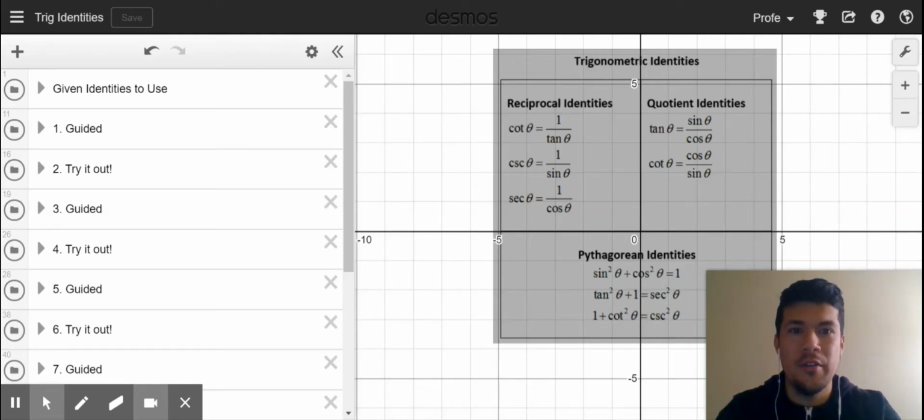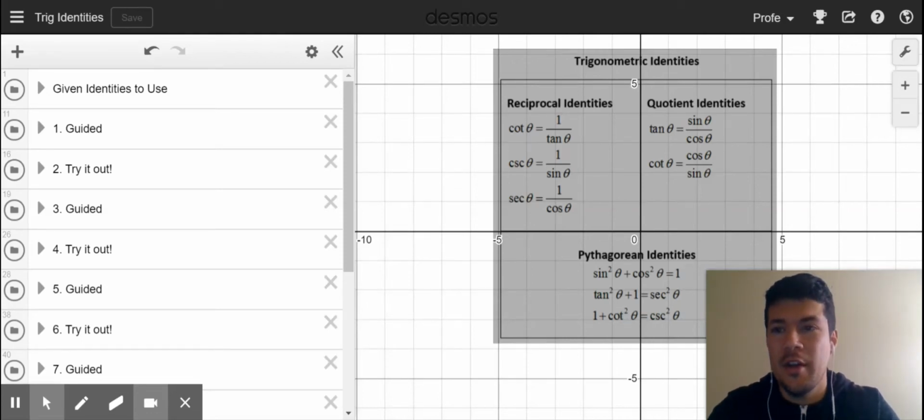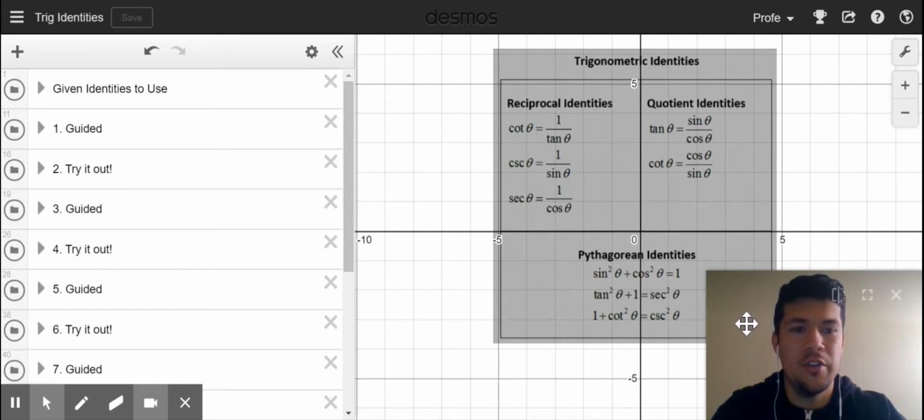Hello guys, I'm going to teach you a little bit about trigonometric identities. So the image that's shown right here on Desmos is the very basic knowledge that you need to have.